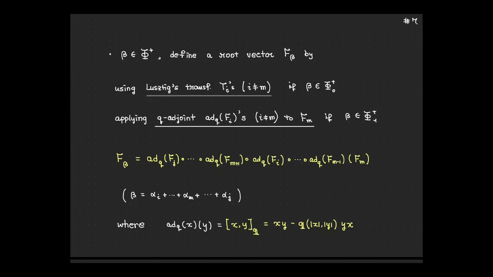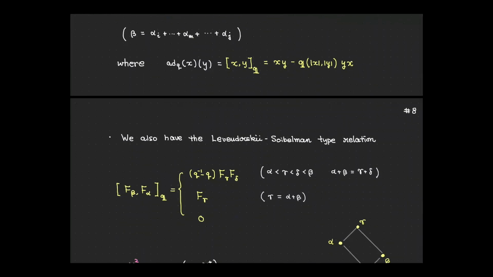Okay, so if beta is an odd root vector, then it's a sum of the simple roots where the alpha m isn't necessarily included. So we define the root vector f beta using the Q adjoint, where this is defined in the following way. So it's the same as in the usual case, but here, as I mentioned yesterday, we replace all the Q to the something by the bold Q function. Okay, so that's our root vectors, and the convex orderings are in the previous slide.